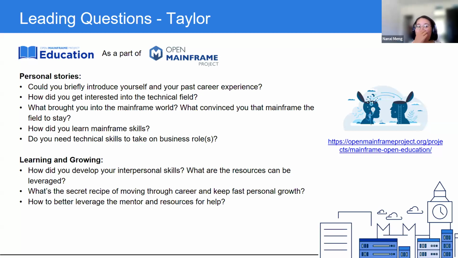Moving on to my next question, and here I specifically use this word, a secret recipe, because I know Taylor, in the past 5 years since you graduated and got your degree, you already had like five different roles? Yeah. And now being hired as a mainframe specialist is a really important role to fill. And I know many people in the MBS role are actually very senior in their career. So my question for you is, what is the secret recipe for you to move through the career and keep the fast personal growth for yourself?